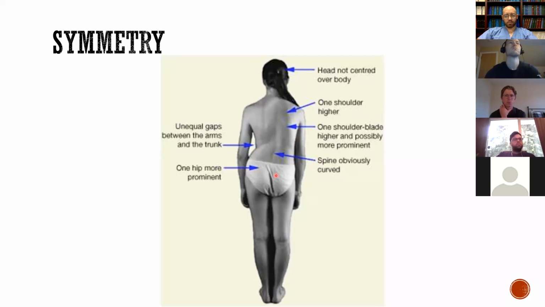And you can look at the hips to get a nice feel for any type of pelvic tilt or anything like that.